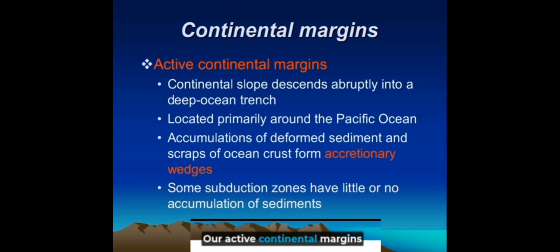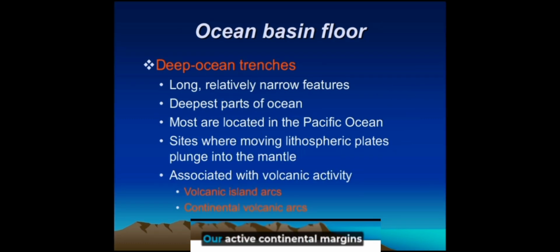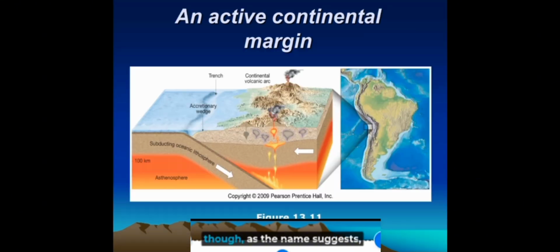Our active continental margins are totally different from the passive. The passive is accumulating sediment. It is just sitting there because it is not tectonically active. Our active continental margins, though, as the name suggests, are tectonically active. So in these active continental margins, we generally see subduction zones occurring. We're going to have lithosphere that is being subducted underneath the edge of a continent. This is going to create one of those deep ocean trenches.